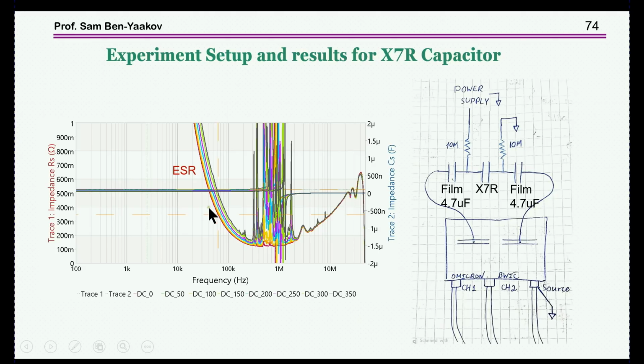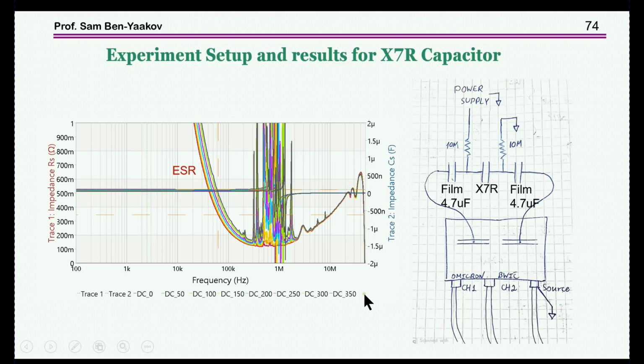Now, this is for different DC voltages. Again, we see the ESR is changing. This is a zoomed picture to see the effect better. So we see here how the ESR is going up with the bias. And here are these oscillations. So this is a real effect.